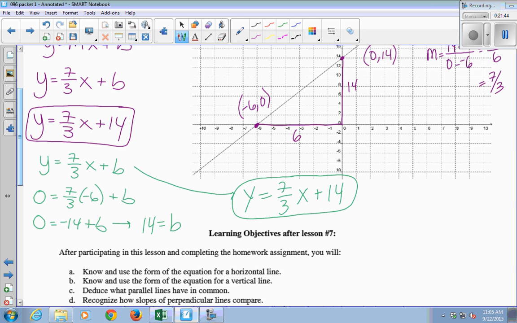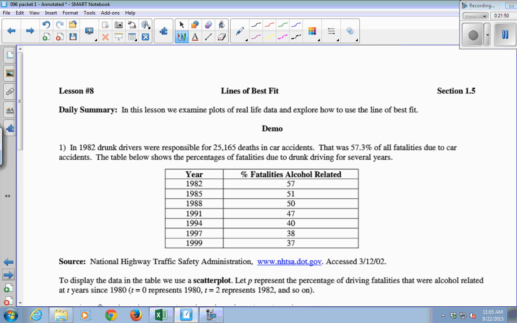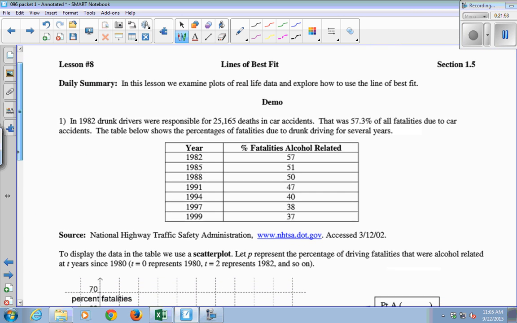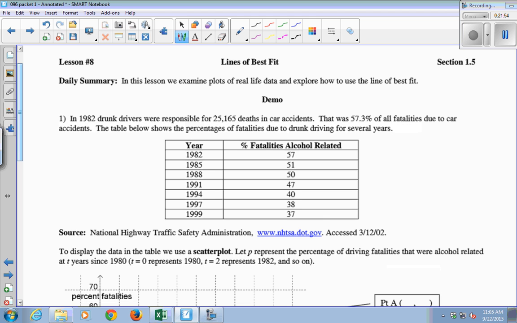Questions? All right, so let's look at the beginning of lesson 8 here. We're just going to continue our theme of working with lines. And today, in this lesson, we're going to look at lines of best fit. So we're going to look at some real life data and explore how to use a line of best fit to characterize that data.